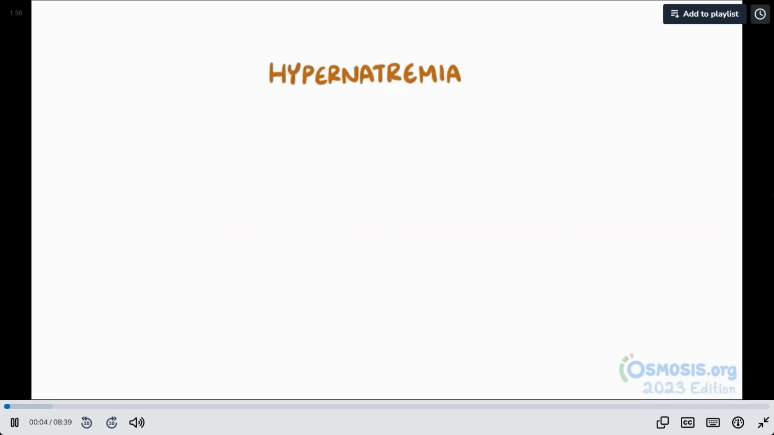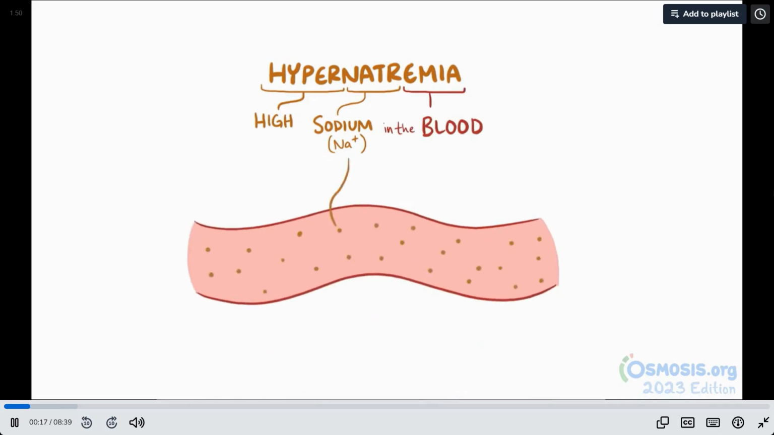With hypernatremia, hyper means high, and natremium is Latin for sodium, often shortened just to Na+. And emia refers to the blood, so hypernatremia means a higher than normal concentration of sodium in the blood, generally above 145 milliequivalents per liter. The concentration of sodium depends on both sodium and water levels in the body.